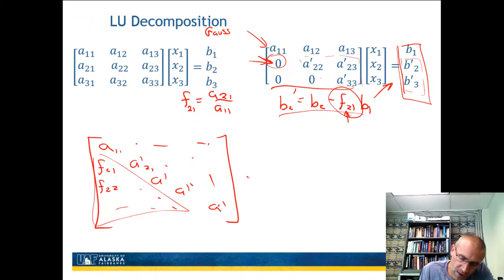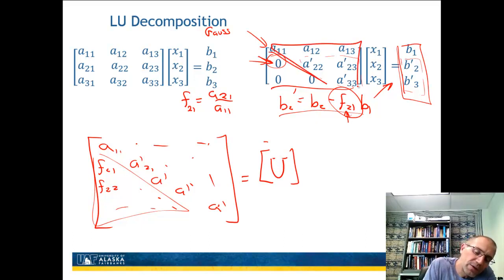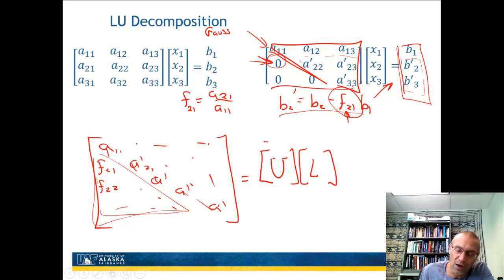Well, what this ends up looking like is two matrices. I've got what's called the upper matrix, and this right over here is the upper matrix. And then I also have a lower matrix, which is the L matrix, which is the one that's got a bunch of 1s down the diagonal, and it's holding all of my F values.